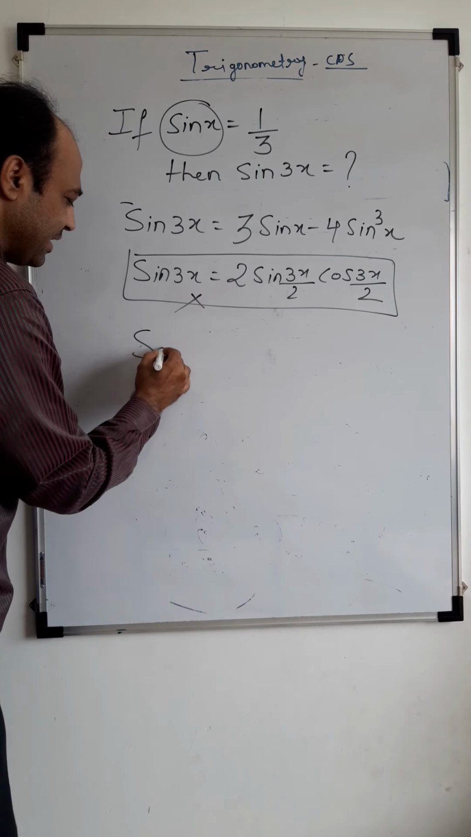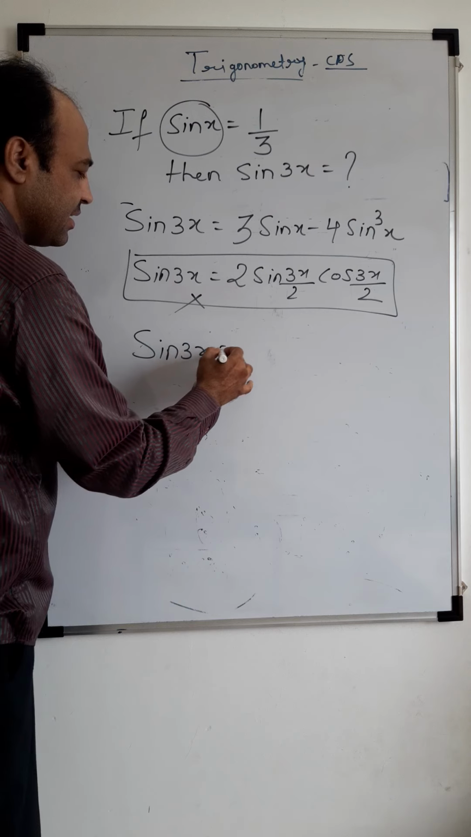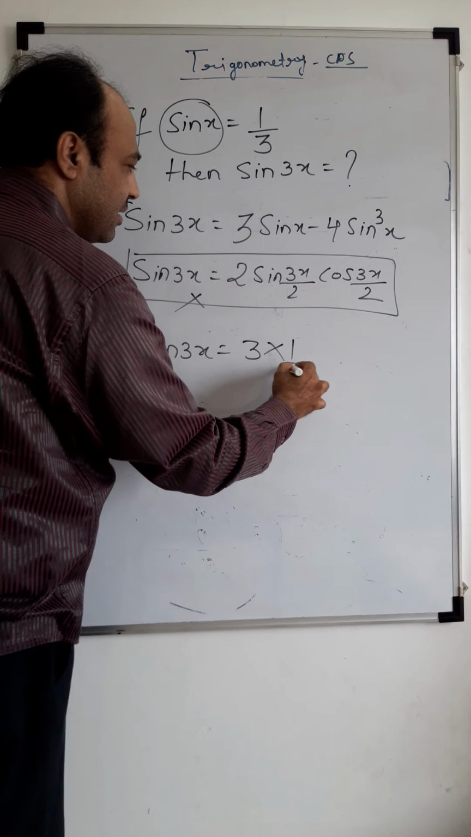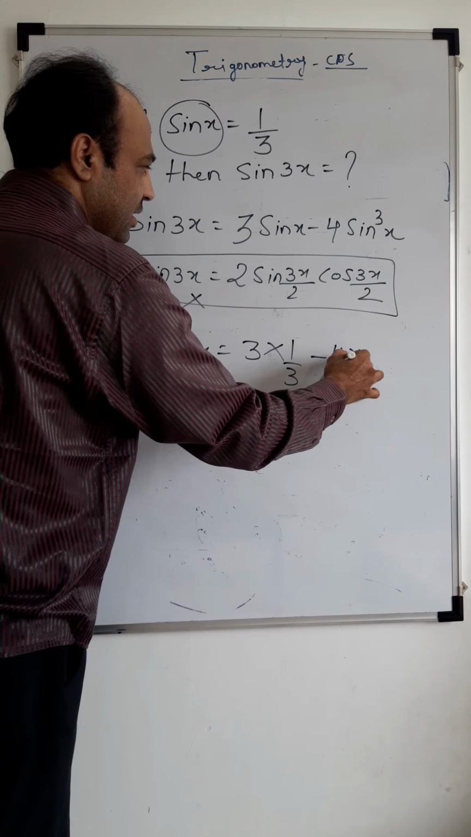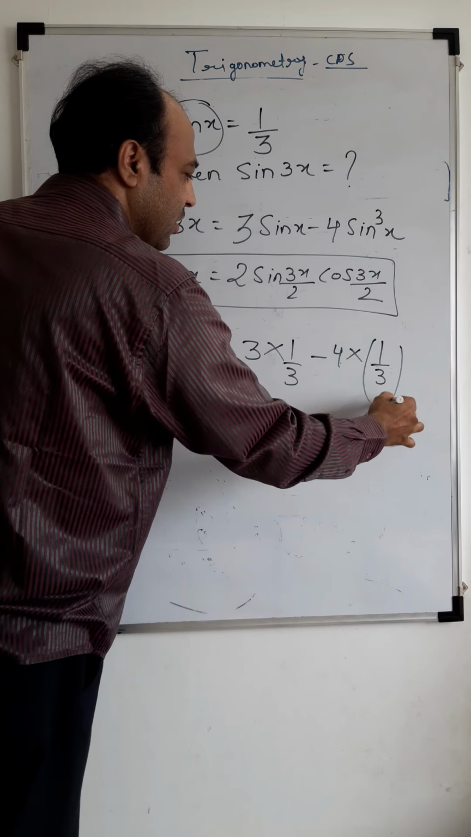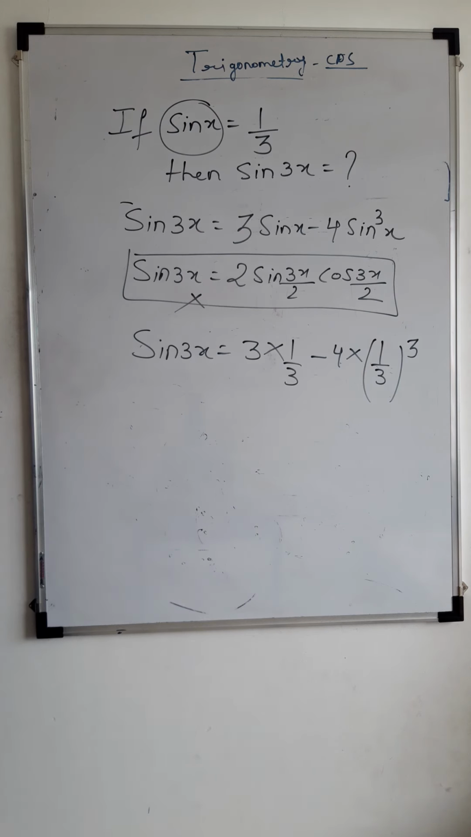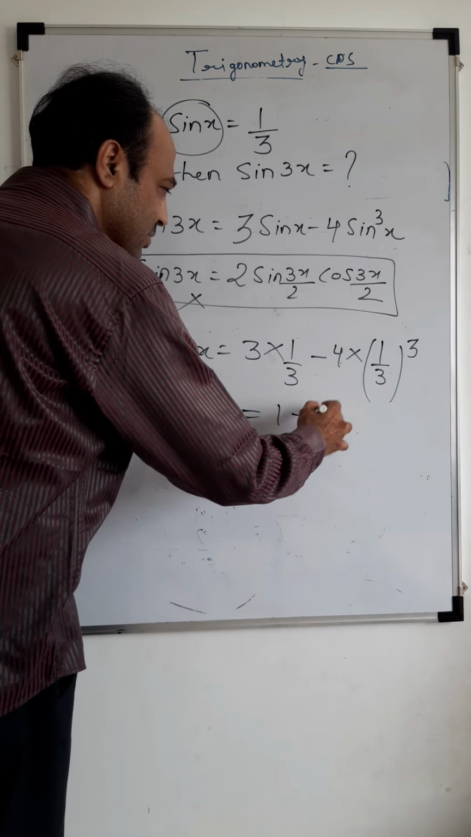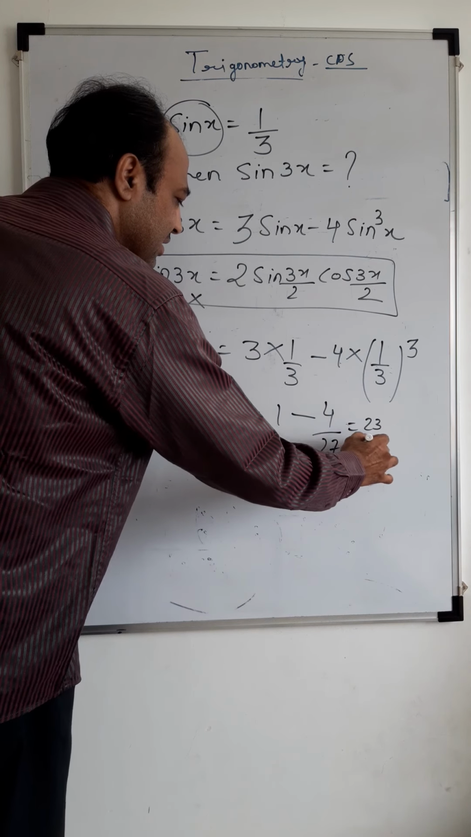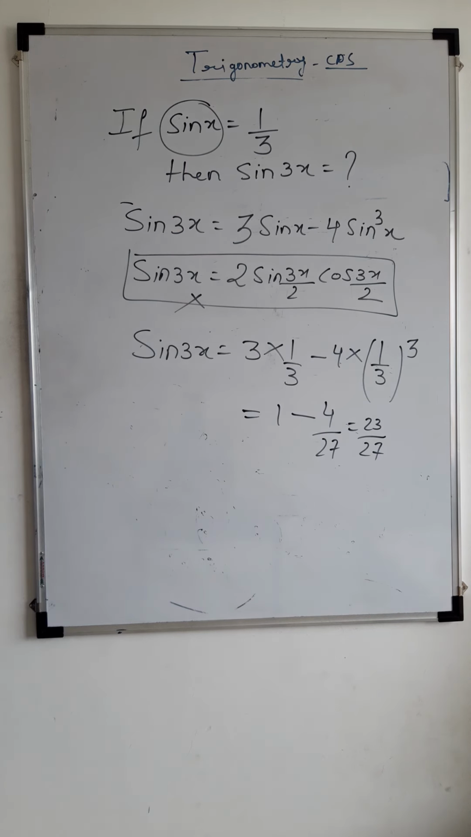So what will happen here? Sin 3x is 3 times sin x, which is 1 by 3, minus 4 times sin x, which is 1 by 3, whole cube. So 1 by 3 whole cube. Correct? Now I believe you know how to simplify. This is going to be this much, and this is your answer: 23 by 27. Correct?